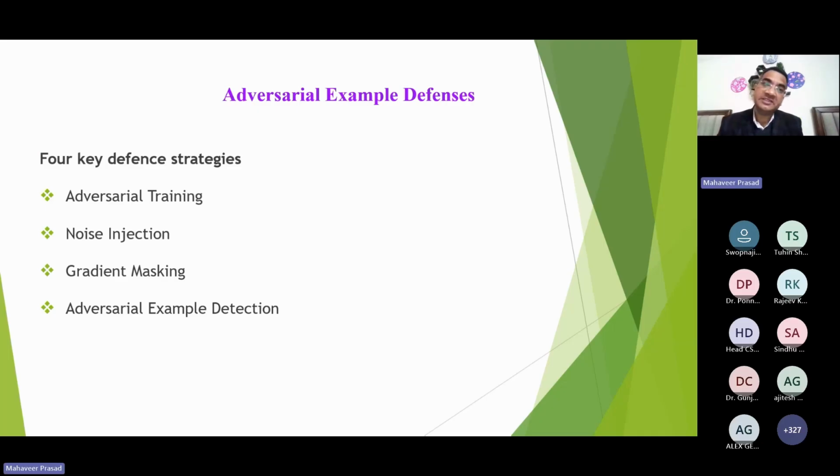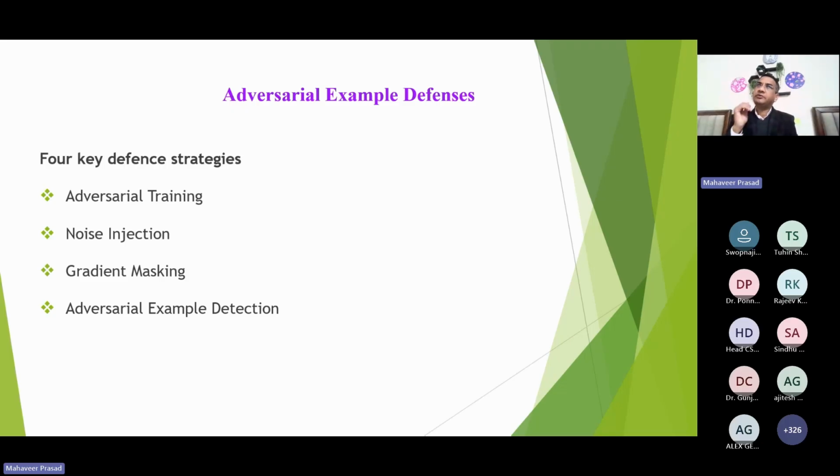So, adversarial example defenses. You know what adversarial examples are; we have seen these kinds of attacks. Here are four key defense strategies for this attack. First, adversarial training. We can train our model with adversarial samples as well as clean data. We can generate a lot of samples using FGSM, PGD, or maybe some other attack, and we can use both kinds of samples to train our model.